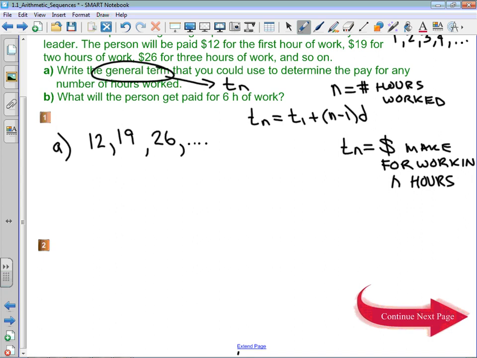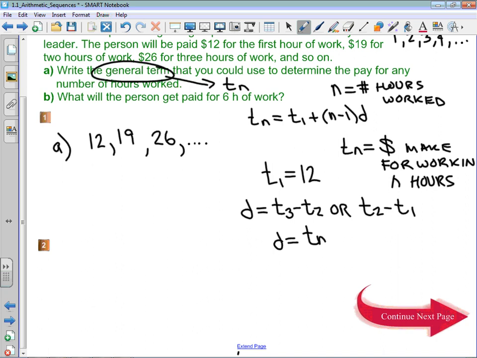So without further ado, term 1 is the first term, which is 12. Now the common difference, we could do term 3 minus term 2, or term 2 minus term 1, or the general formula is that the common difference is any term subtracted the term before it. In this particular case, n would not be able to be 0, right? There's no 0th term. So my general term is going to be the first term, which is 12, plus whatever n will be, minus 1 times the common difference.